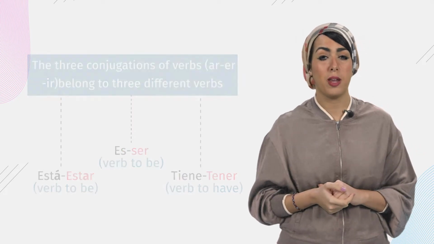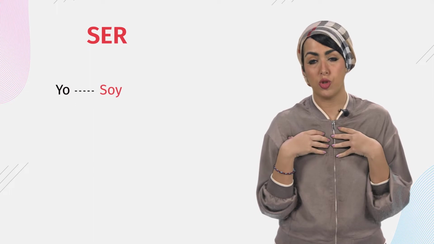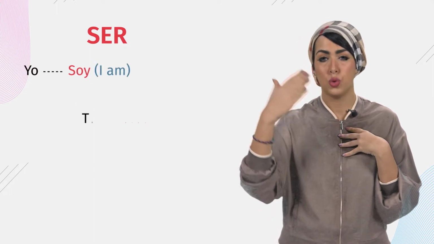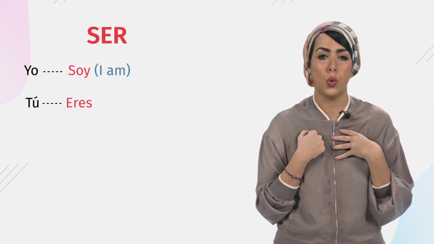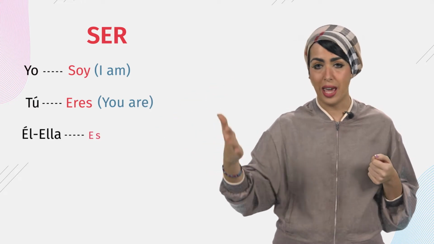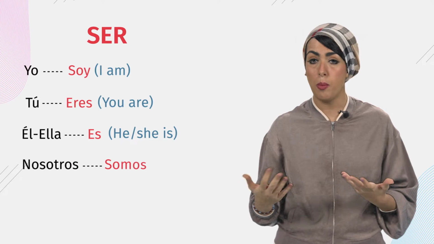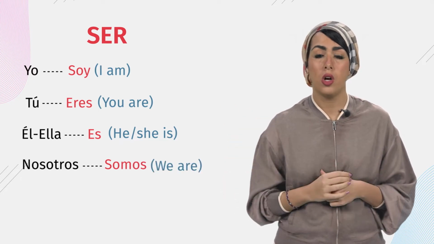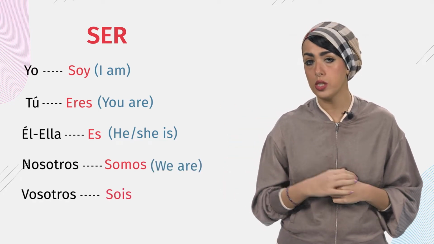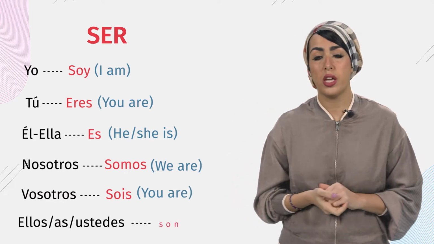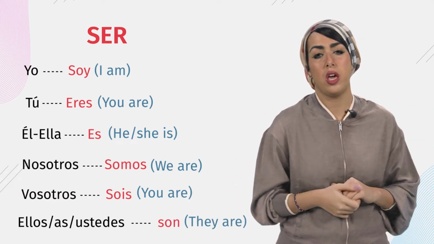Let's begin with el verbo ser, to be. Yo soy, which means I am. Tú eres, you are. Él, ella, he or she is. Nosotros somos, we are. Vosotros o vosotras sois, you are. Ellos, ellas, ustedes son, they are.